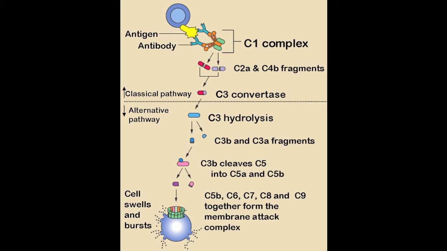The C1 complex produces C2A and C4B fragments. The C2A and C4B combine to make C3 convertase. C3 convertase hydrolyzes into C3A and C3B fragments. C3B cleaves C5 into C5A and C5B.